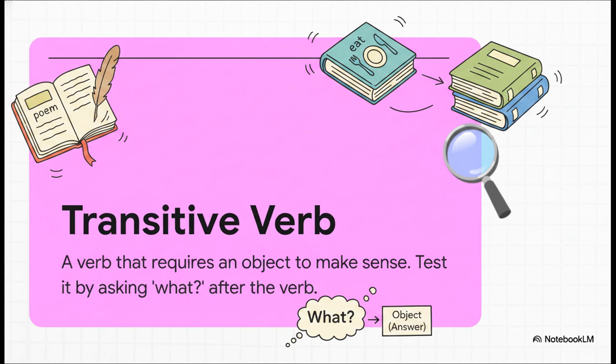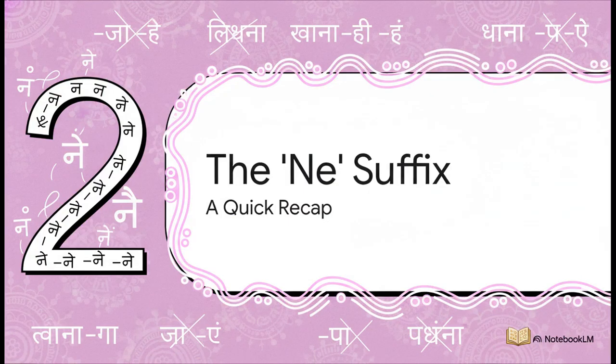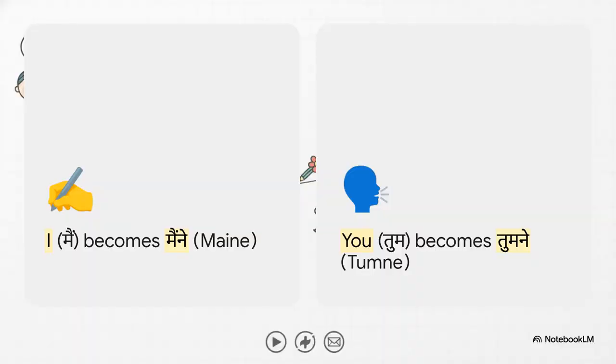This past tense rule we're learning today, it only works with these kinds of verbs, like to eat, to read, or to write. All right, now let's quickly jog our memory on a pattern you've probably already come across with these verbs. In the past tense, I'm talking about the ne suffix. You've seen this before, right? In other lessons, I, which is main, becomes maine, and you, or tum, becomes tumne. See that pattern? We're just adding ne.